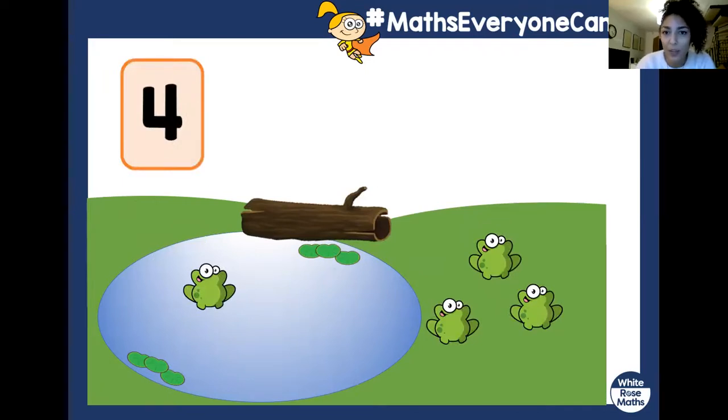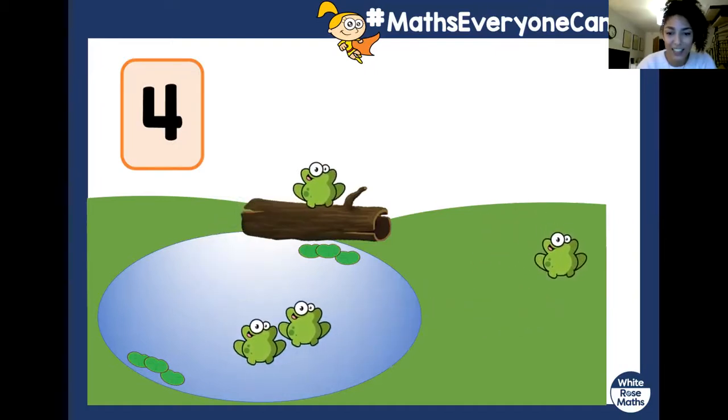Right, now we're going to play a game with the frogs. So they're going to have a little run around, and when I say freeze, they're going to stop. But they might be in a different place. Right, off you go, and freeze. Right then, how many frogs are in the pond now? 2 frogs in the pond.